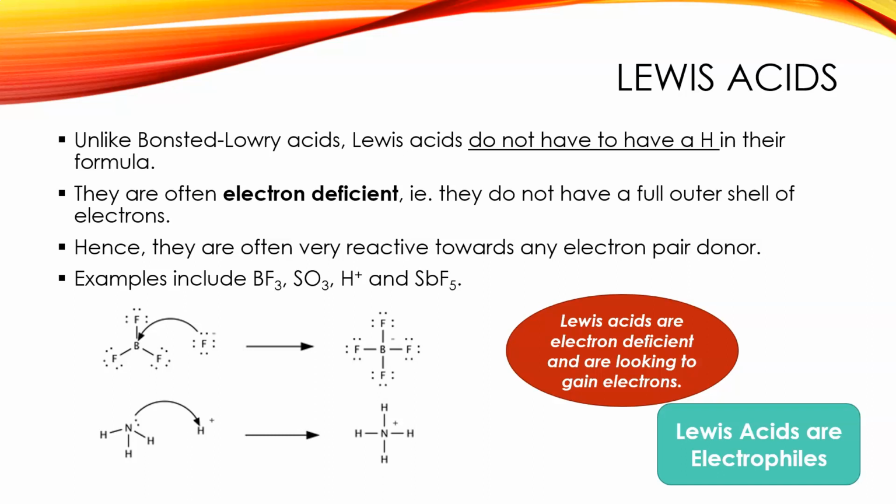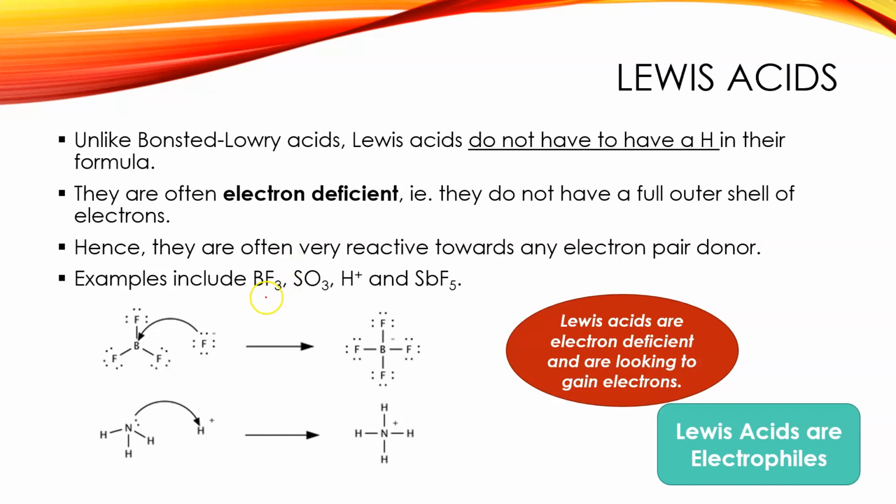So this means that they don't have to have a hydrogen in their formula. Particularly Lewis acids don't need a proton because they're not going to have to donate it. What they are is electron deficient. They don't have a full outer shell of electrons. So they are very reactive towards any electron pair donor that may attack. Okay, so if we think about nucleophilic attack, they're going to be very susceptible to this.